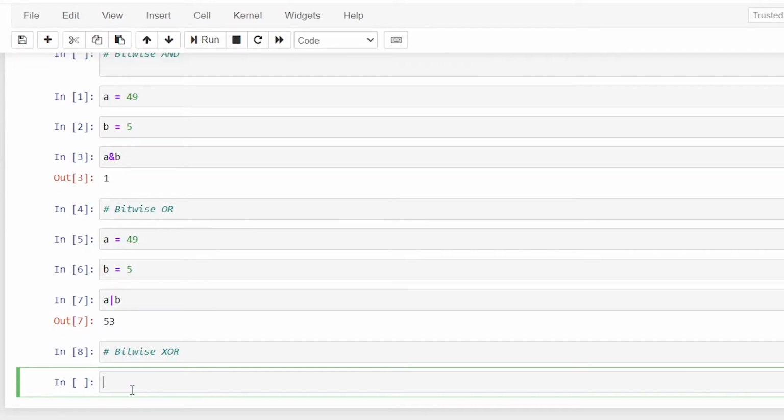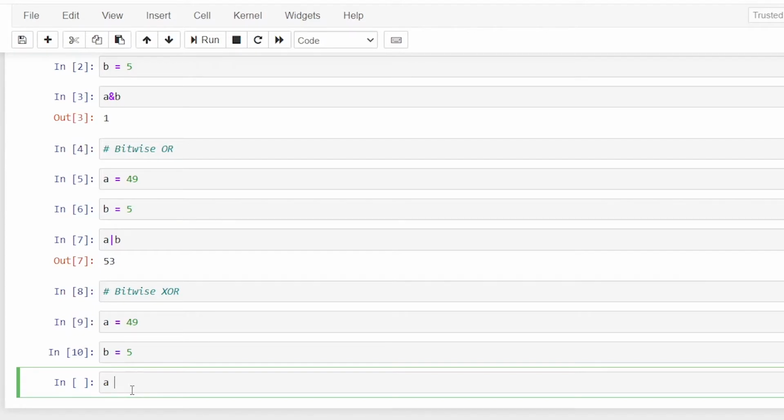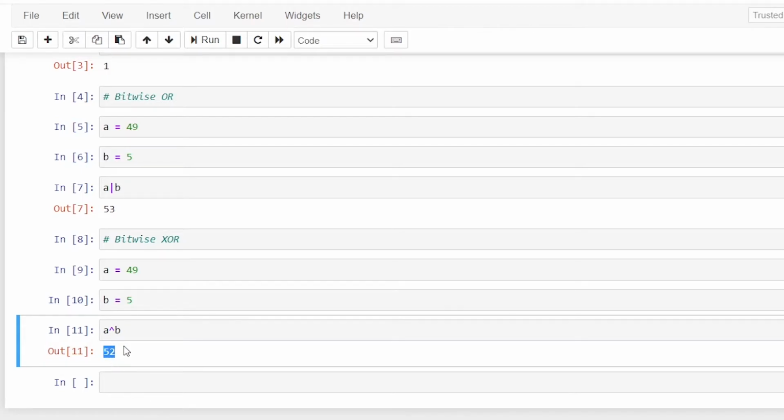So I'm going to take this same set of integers, a as 49 and b as 5. Next we are going to use the XOR operator. Here you can see that by using the XOR operator we get the output 52. Let's find out how we got this, and first let's look at the truth table of the XOR operator.